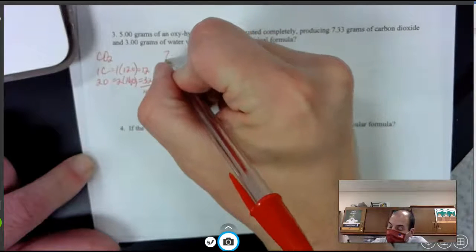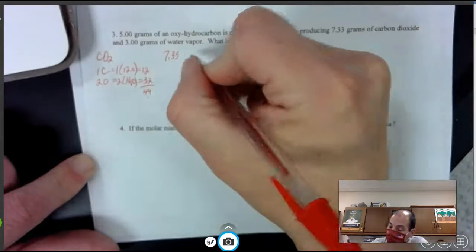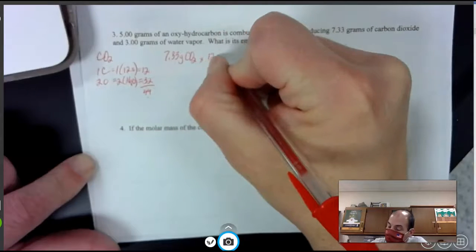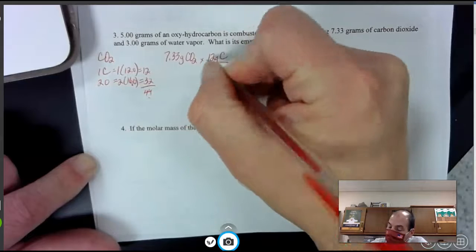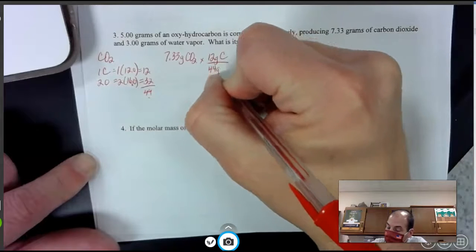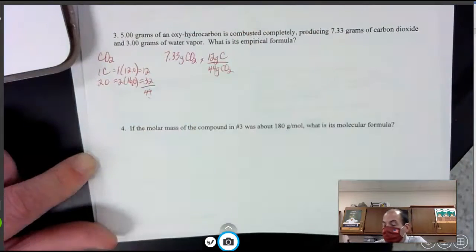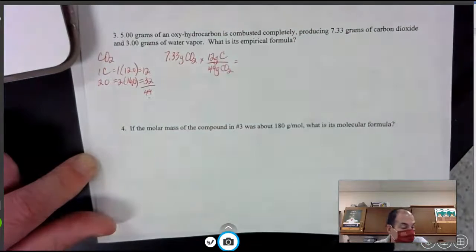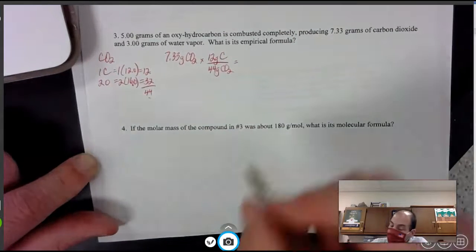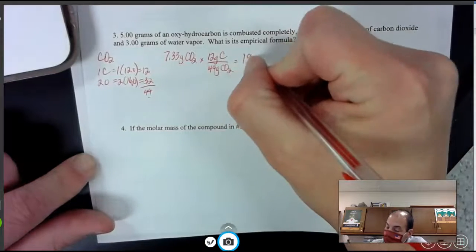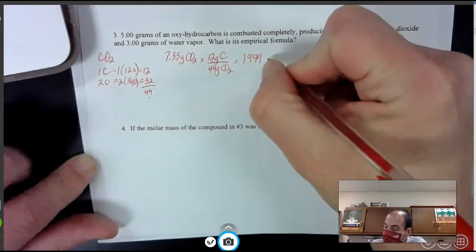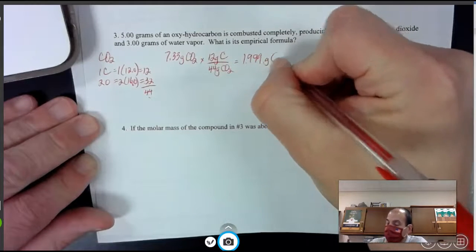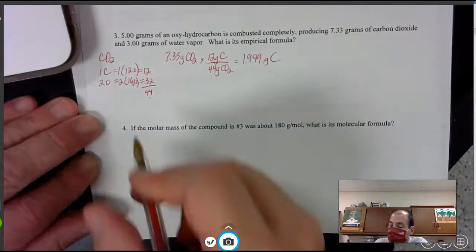So we have 7.33 grams of carbon dioxide. And we know that carbon is 12 grams for every 44 grams of CO2. All right, so now I just multiply and divide that. I get about 2 grams. I'm going to go an extra decimal place for a moment and say 1.99 grams of carbon.